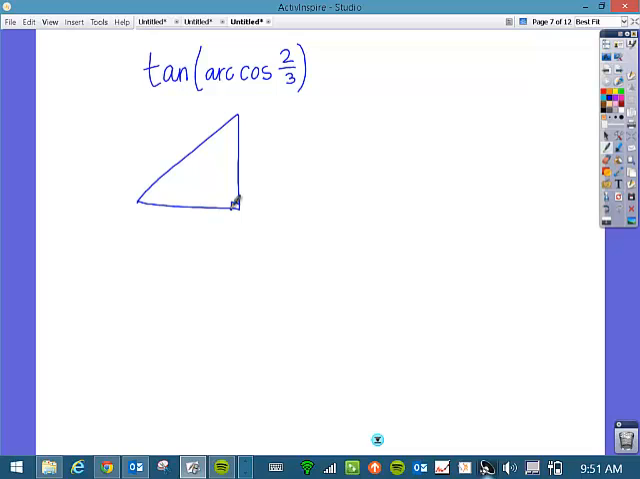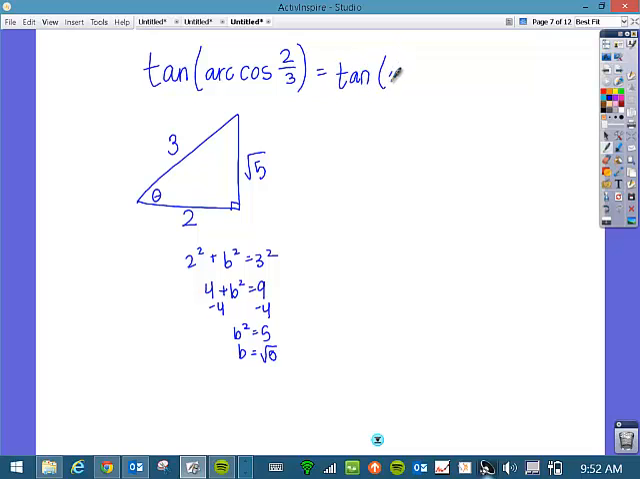So cosine is adjacent over hypotenuse. This is not one of our special right triangles, so we're just going to do the Pythagorean theorem to figure out what this missing side is. So 2 squared plus b squared equals 3 squared. 4 plus b squared equals 9. Subtract 4. B squared is 5. So b is the square root of 5. And so this is your angle theta. We don't know what the angle is, so we're just going to call it theta.